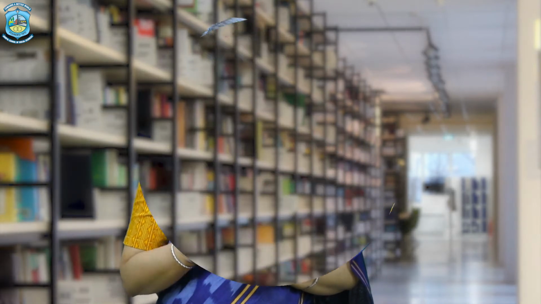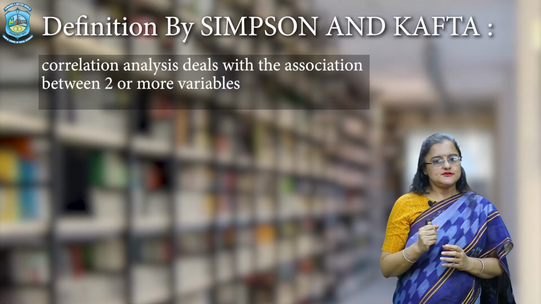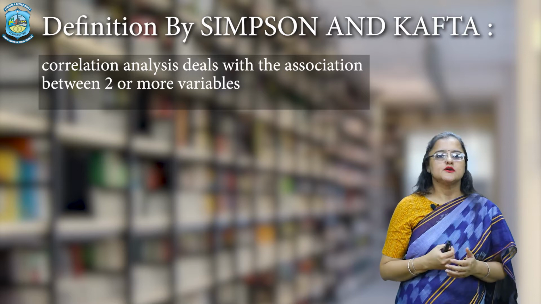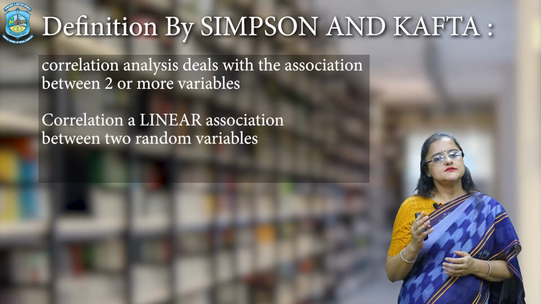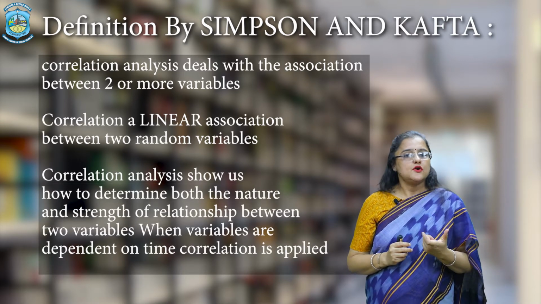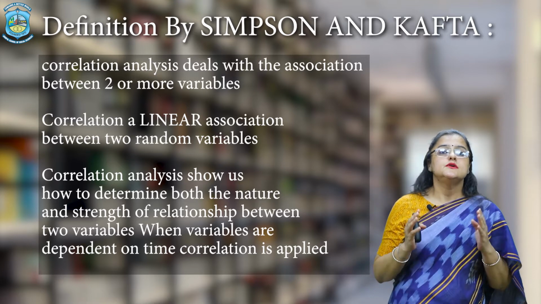Defining correlation in simple terms, as you can see on the screen, correlation analysis deals with the association between two or more variables. Talking more about correlation, it is a linear association between two or more variables. Correlation analysis shows the strength of association of two variables and also the direction of their relationship. By direction I mean, if one quantity increases, the other quantity will also show the same direction of change, that is increase. Whereas if a particular quantity decreases, the other shows a decrease. This is called a direct association between the two variables.